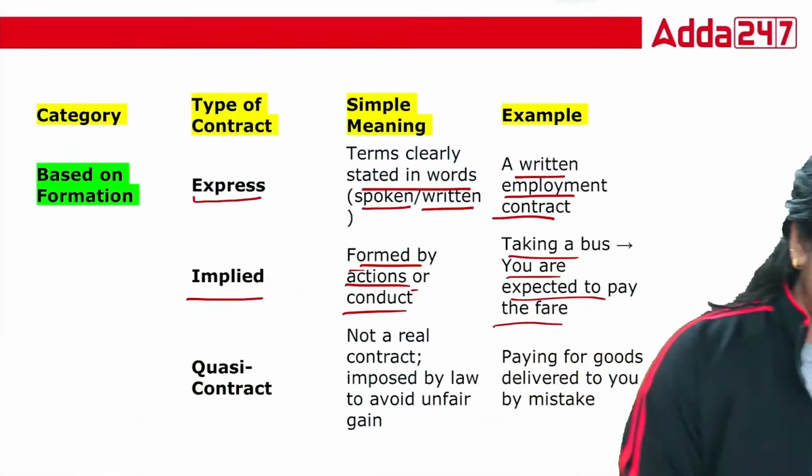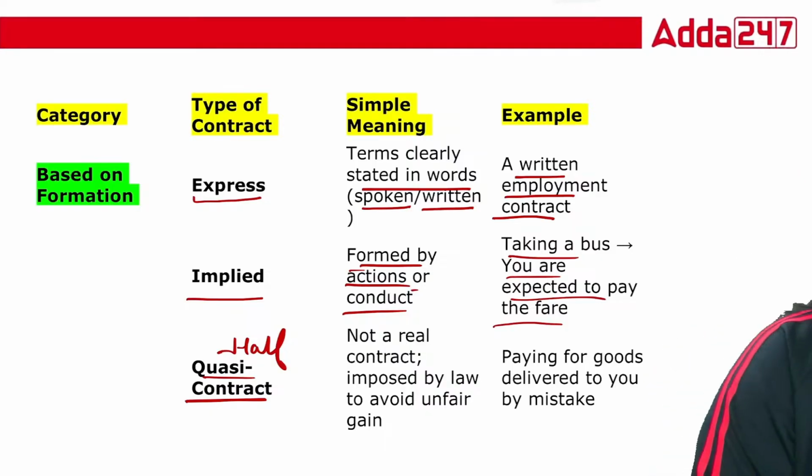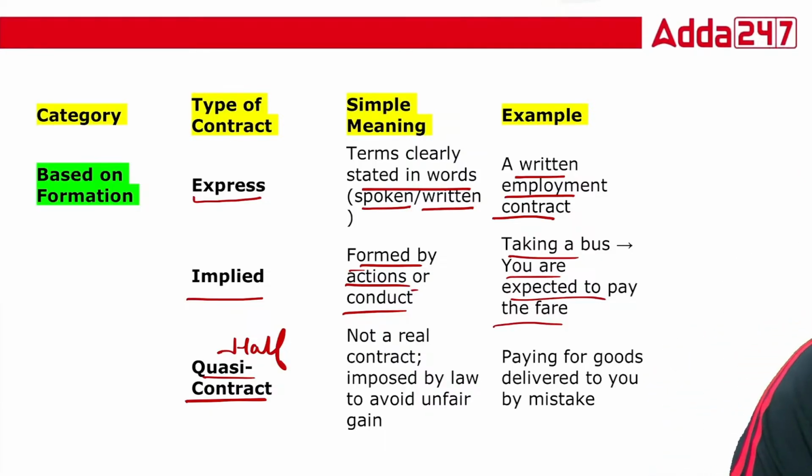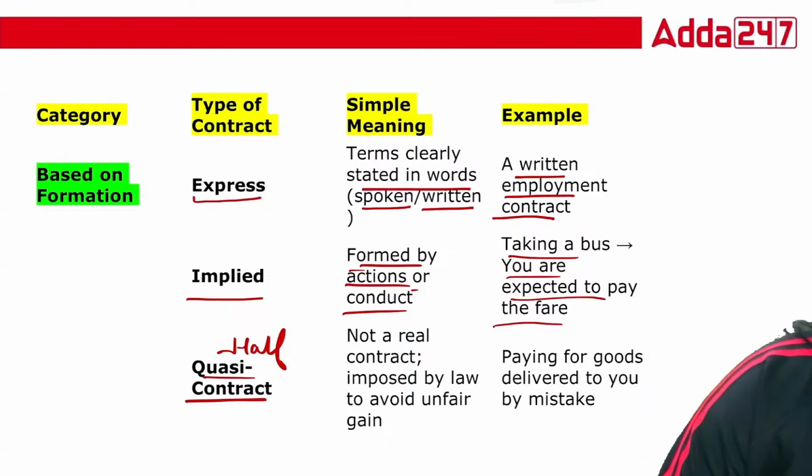Cool. And what is quasi contract? Quasi is basically, first of all, that is half. What is quasi? Quasi is basically the half. Okay. So I'm just giving you the example. The best example I always give in the quasi contract is your pizza example.